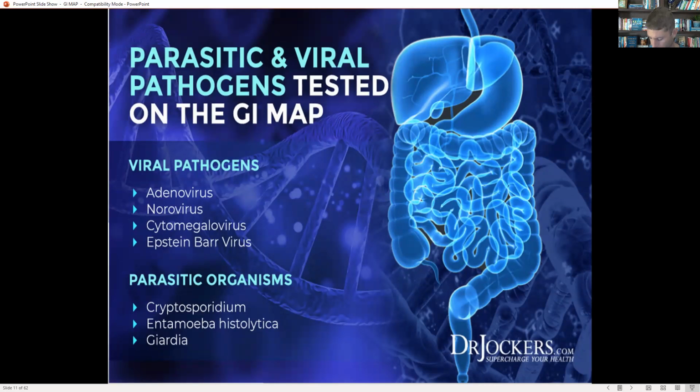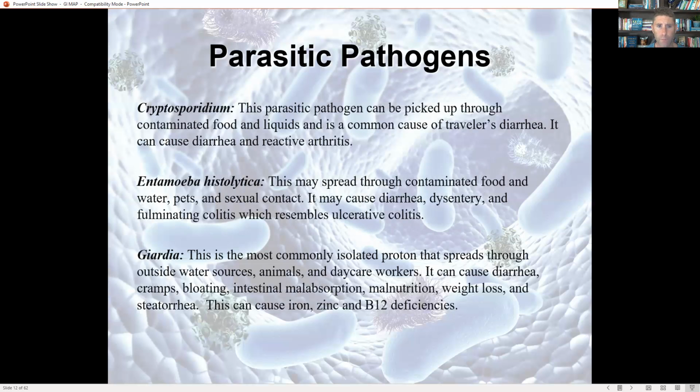Now, the well-known parasitic and viral pathogens that are tested are looking at Cryptosporidium, a parasitic pathogen, can be picked up through contaminated food. Entamoeba histolytica can be spread through contaminated food, water, pets, sexual conduct. That one resembles ulcerative colitis, so bloody stools can be common with that, with the Entamoeba histolytica.